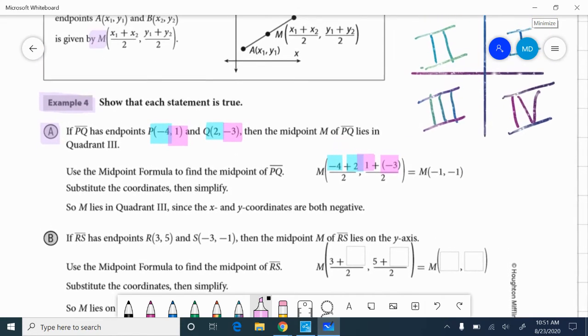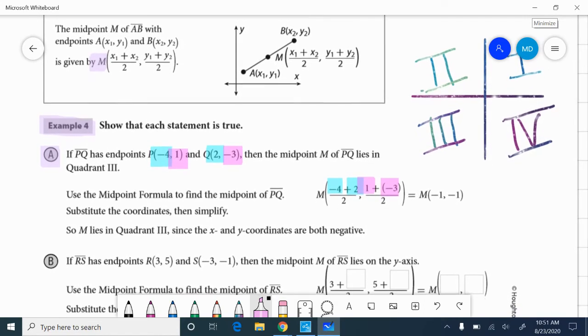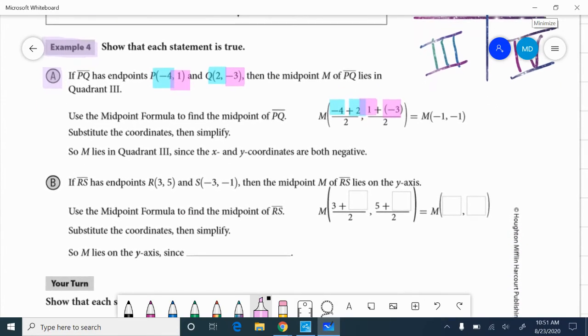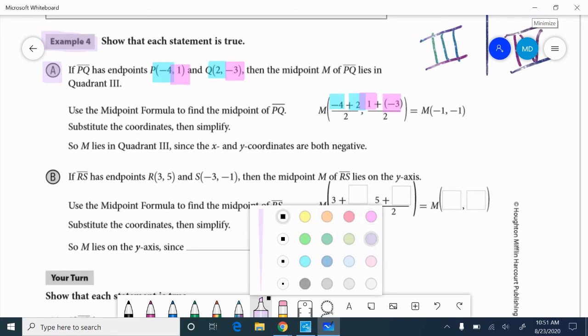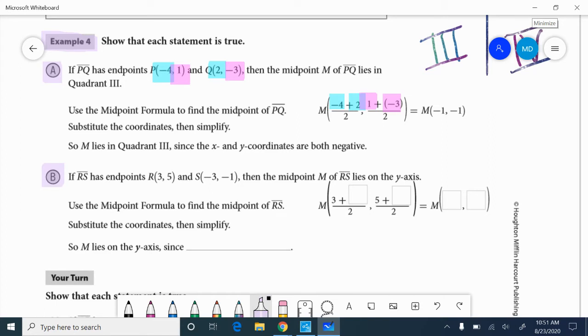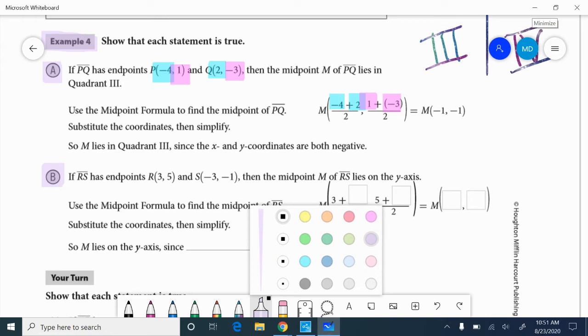Okay, so now we are going to move on to B. Okay, so it's kind of setting us up. We have it structurally laid out. We just have to fill in the missing pieces. If RS has endpoints R, 3, 5, and S, negative 3, negative 1.